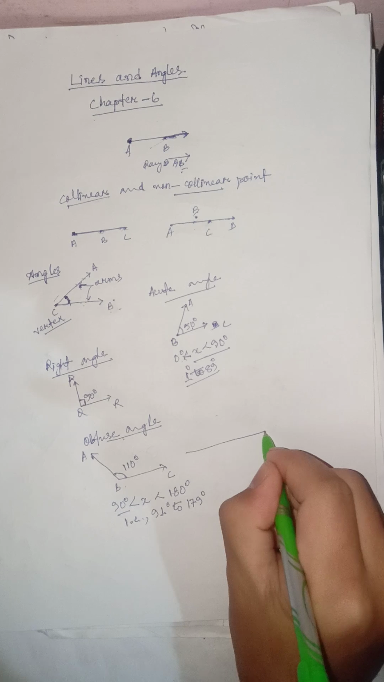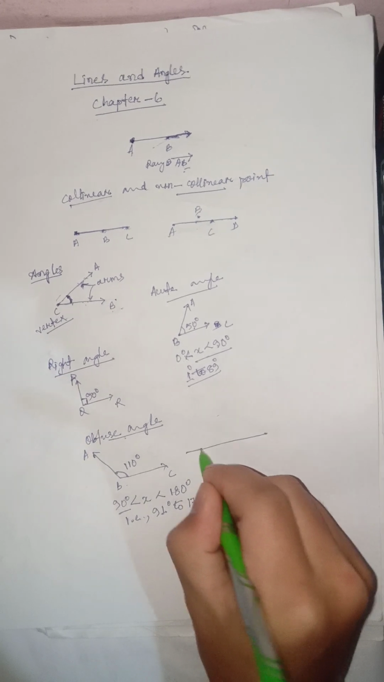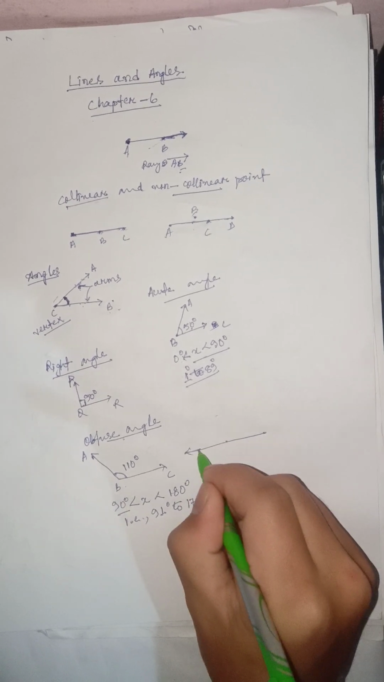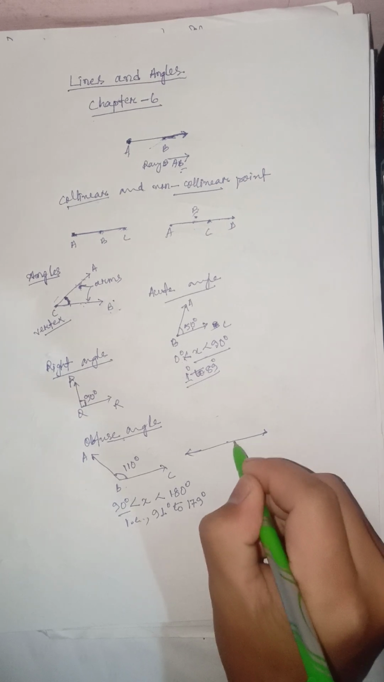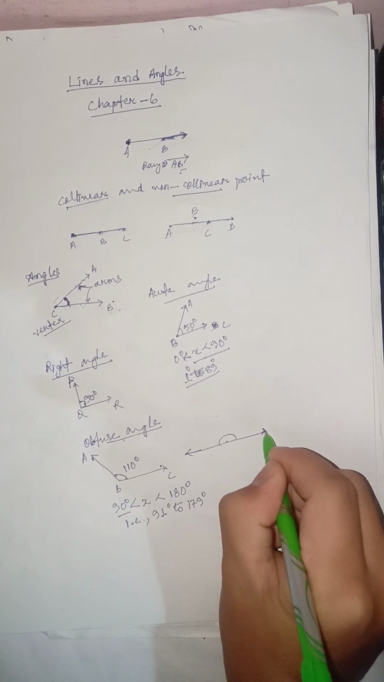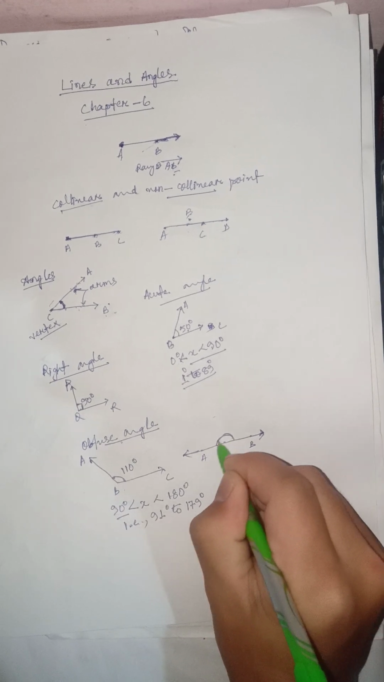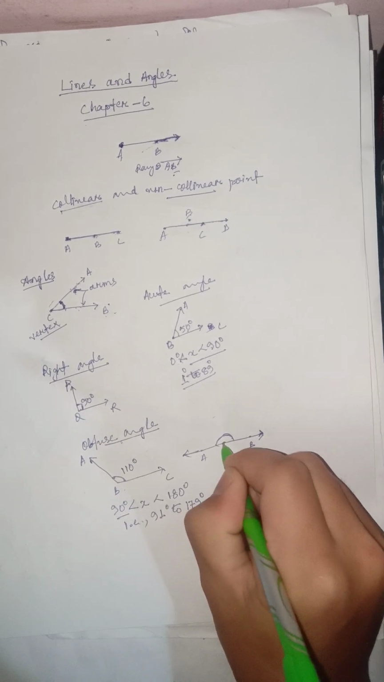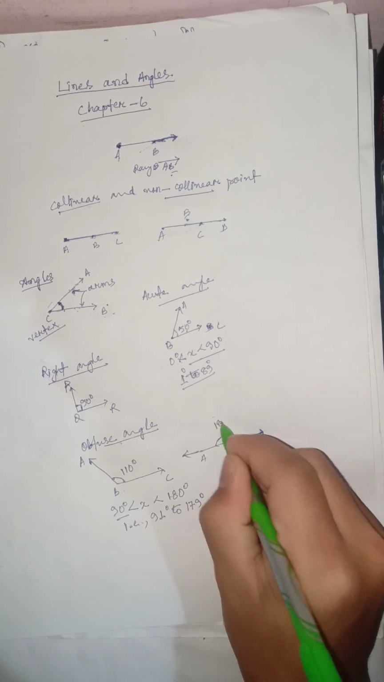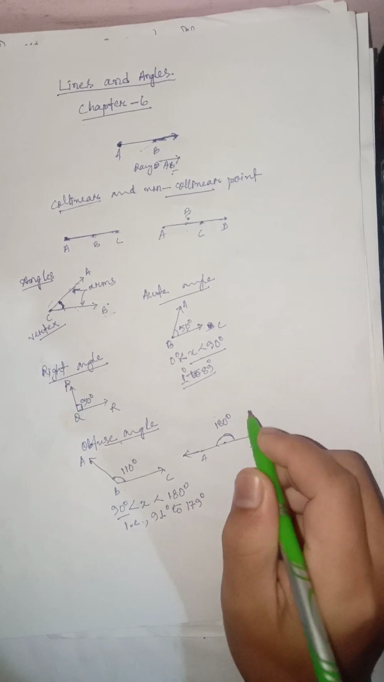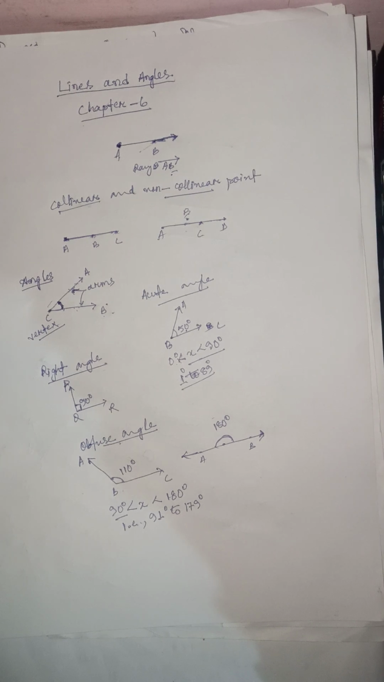And after that we have the straight angle. What is the measure of a straight line? So we have to explain this one. Let me name this one as A and this one as B. If you measure the angle of a straight line, you will get 180 degrees. So this is called the measure of a straight line, or the angle of a straight line.